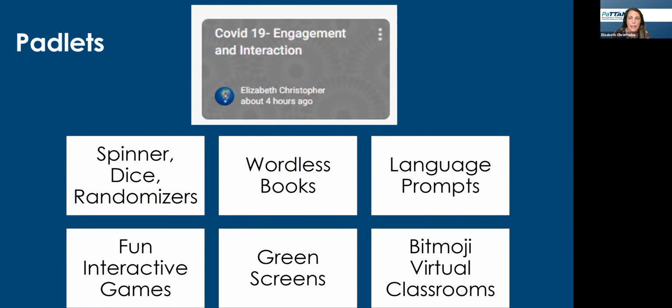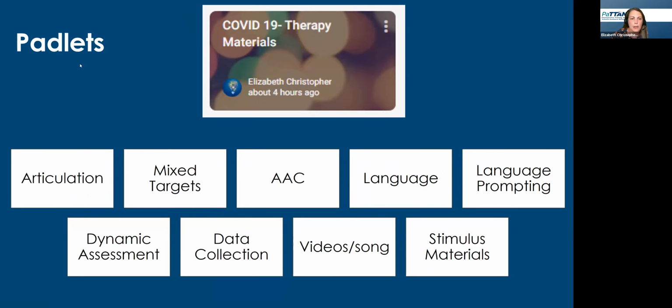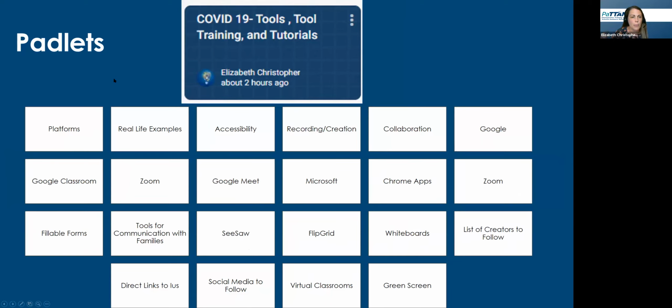And then another one that we have available to you is the COVID-19 therapy materials. Again, these are curated and from the field for the field. So these are things that SLPs across the state, and actually this one was shared nationally, have enjoyed in their work. So things for articulation, mixed targets, augmentative alternative communication, language prompting, dynamic assessment, data collection, videos and songs to work for a lot of things, and stimulus materials. If you have anything that you are loving, please keep adding them there. We will go through at the end and brainstorm some things too.